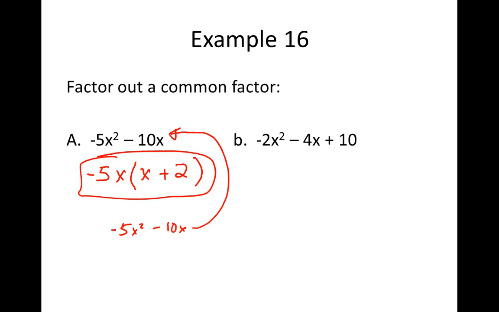All right, welcome back. Okay, what can I pull out here? Just a negative 2. I can't pull out anything else. So what do I have left? x squared plus 2x minus 5. And I'll leave it up to you to redistribute that through.